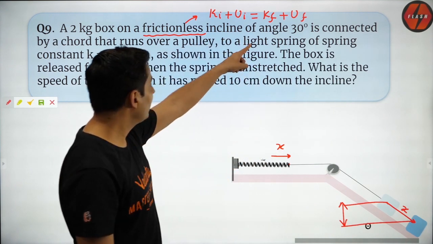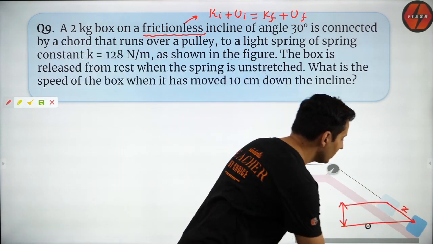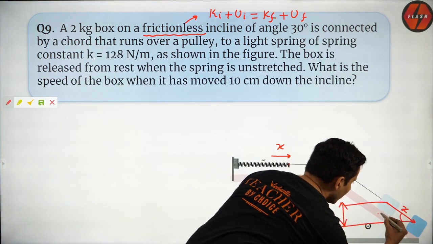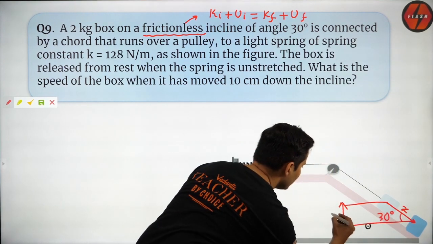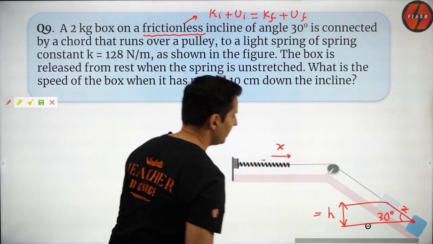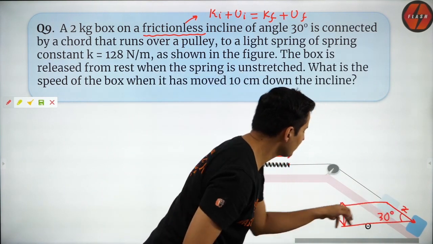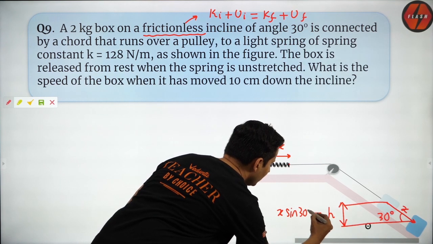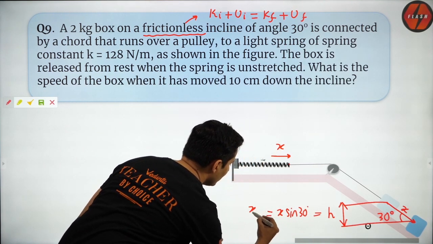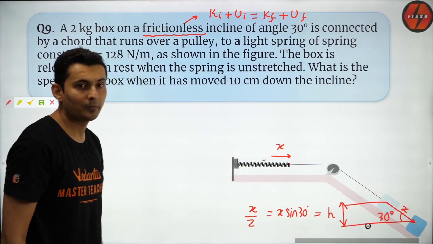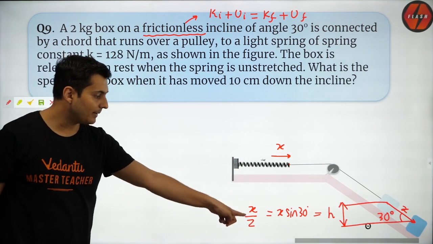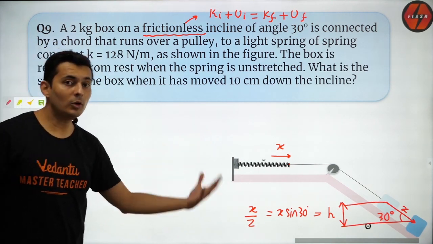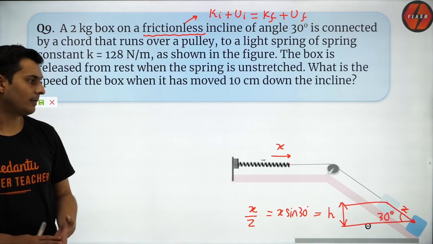So the angle of inclination is given to be 30. So if this angle is given to be 30 degrees, think about it, how much will this height be? It will be X sine 30. But how much is sine 30? It's half. So it will be X divided by 2. Alright, so the height by which it comes down is X by 2. I'm going to need that, so that's why I calculated it and kept it.